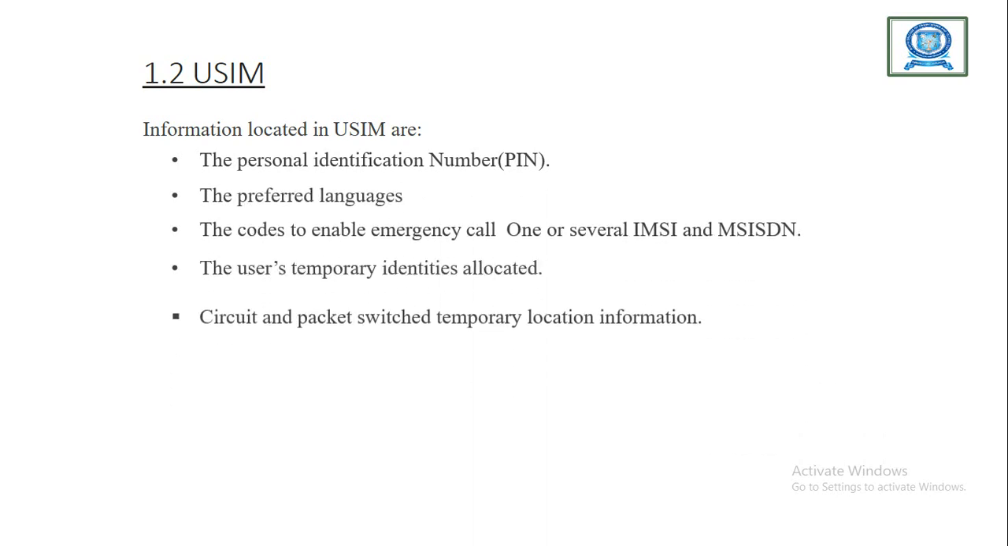Then we see the USIM. The information located in the USIM is, first, the PIN number, personal identity number, and which language is used in the particular mobile phone, and the code to enable the emergency call, one or several IMSI and MSISDN numbers, the user temporary identity allotted, and circuit and packet switch temporal location information.